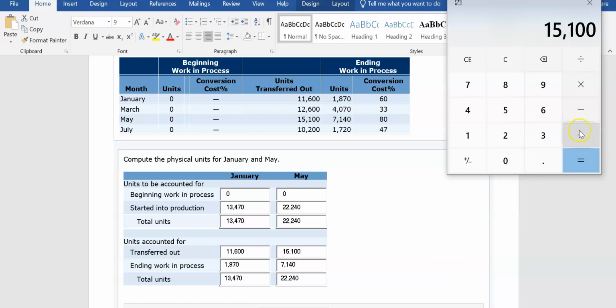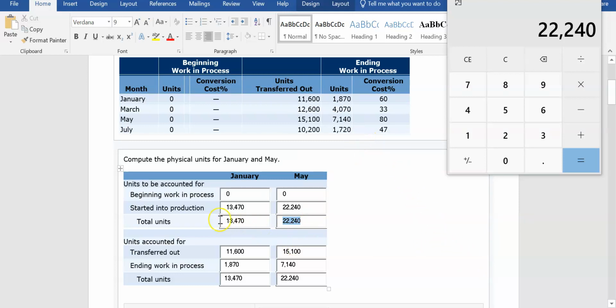15,100 plus 1,720. See, if I would pick the right month here, we'd be a lot better off, right? Sorry about that. 15,100 plus 7,140 means they started 22,240 units of inventory. Total units of inventory that they had been working on during the month of January was 13,470 and May 22,240.